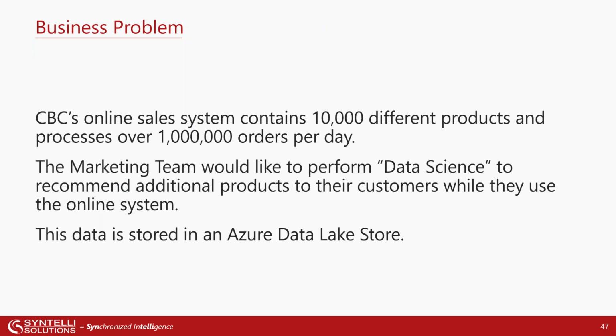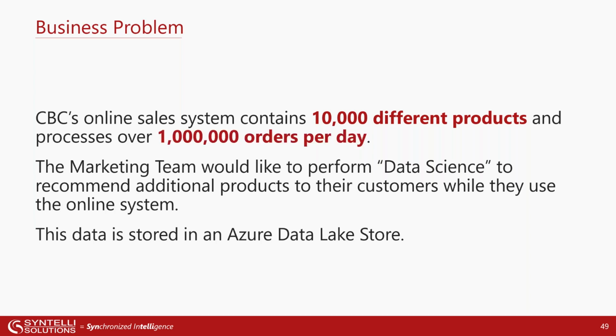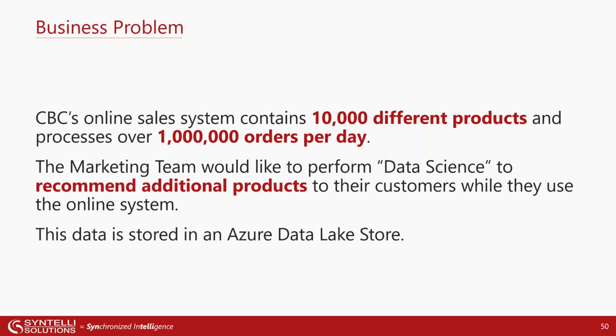Let's take a look. So, if we break this down, the first important piece here is they have 10,000 different products. That's a lot of products. That's a lot to maintain in an algorithm. They also have 1 million orders per day. So they have a lot of orders too. They want to be able to recommend additional products while the customers use the online system.